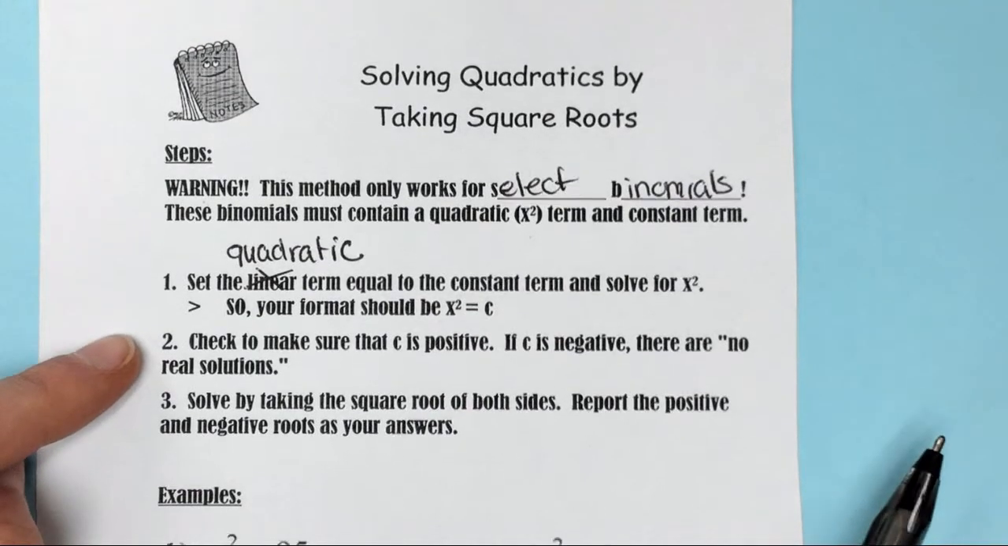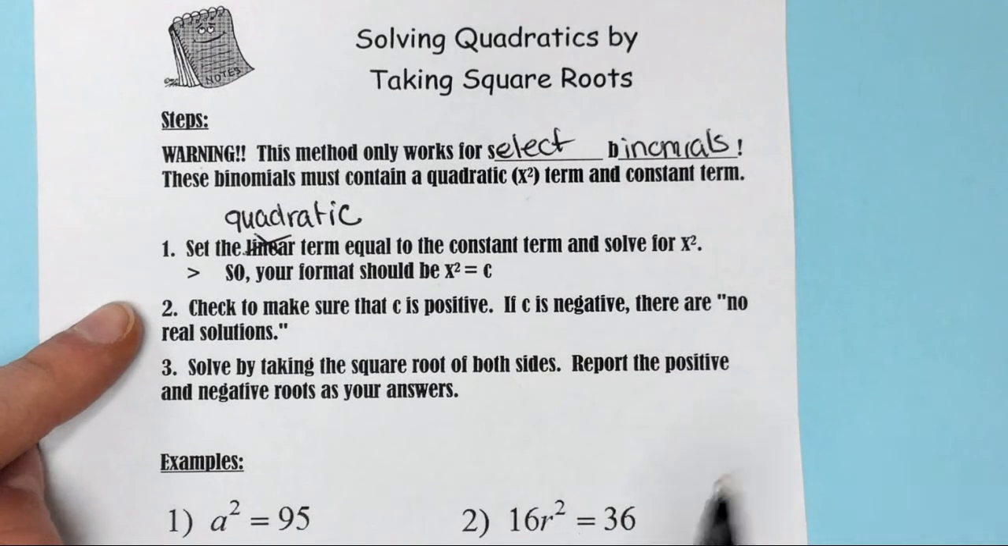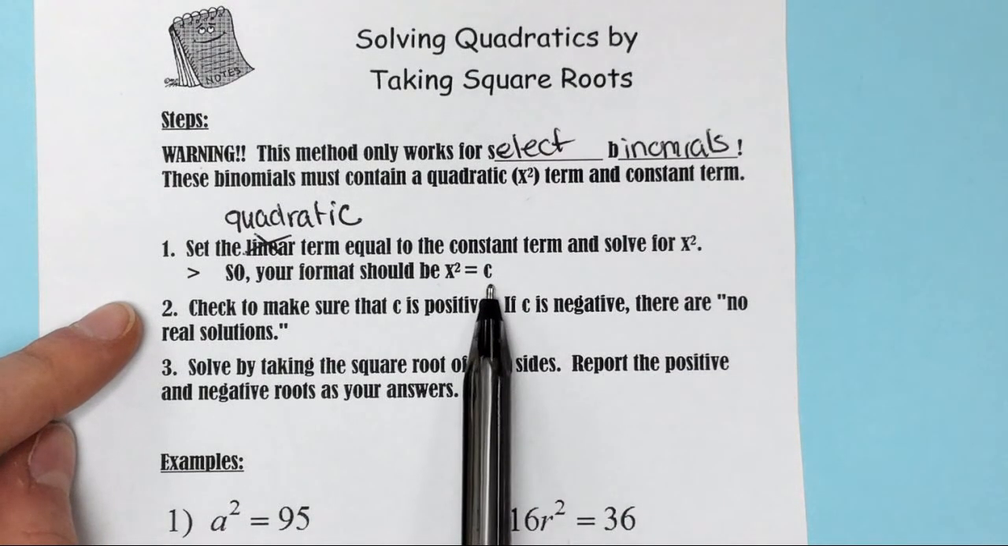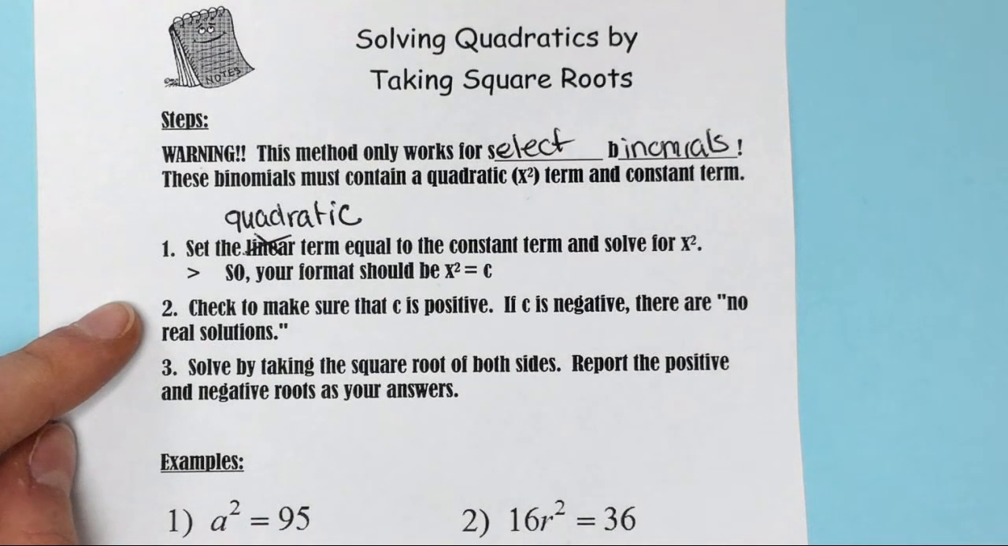Step 2 is to make sure that c is positive. So we want this constant here to be positive. If that's negative, then you're going to report no solutions or no real solutions as your answer, and you're done.